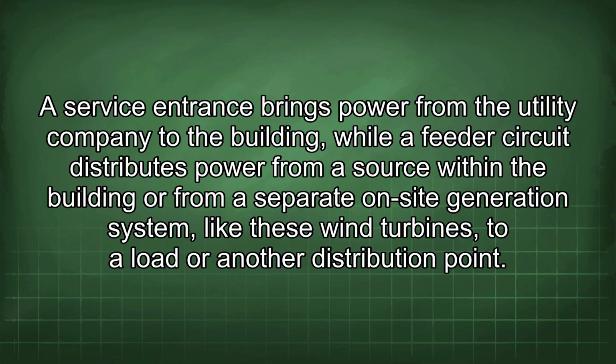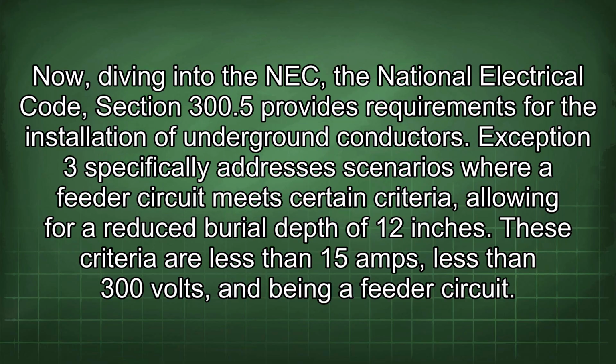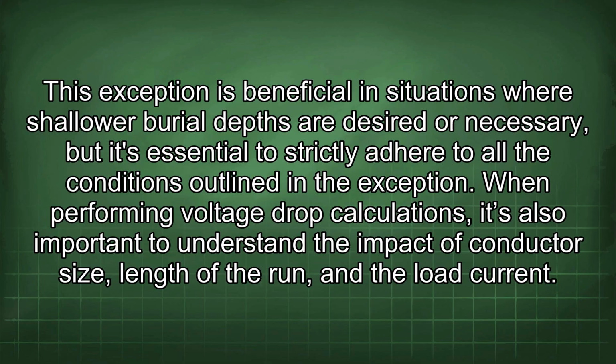or another distribution point. Now, diving into the NEC, the National Electrical Code, Section 300.5 provides requirements for the installation of underground conductors. Exception 3 specifically addresses scenarios where a feeder circuit meets certain criteria, allowing for a reduced burial depth of 12 inches. These criteria are less than 15 amps, less than 300 volts, and being a feeder circuit. This exception is beneficial in situations where shallow burial depths are desired or necessary, but it's essential to strictly adhere to all the conditions outlined in the exception.